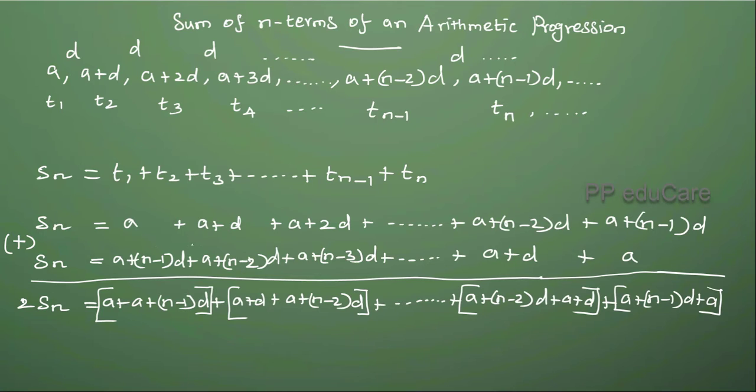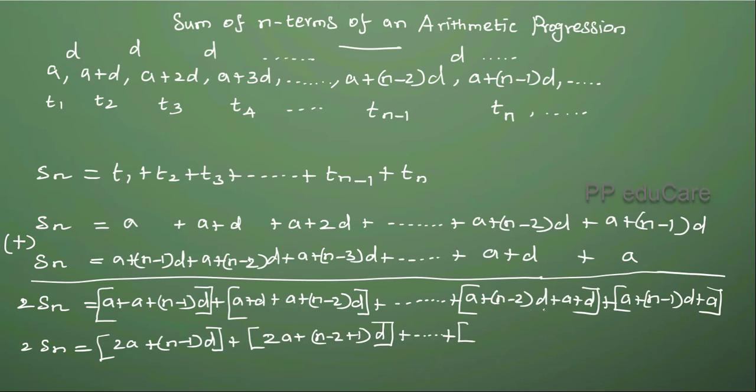Since Sn is the sum of the first n terms of an arithmetic progression, the right hand side of this sum will have n terms. Therefore, it can be written as 2Sn. This is equal to a plus a is 2a plus (n minus 1) into d, plus here again 2a plus (n minus 2 plus 1) into d, plus etc., plus this term becomes again 2a plus (n minus 2 plus 1) into d, plus this term becomes 2a plus (n minus 1) into d again.